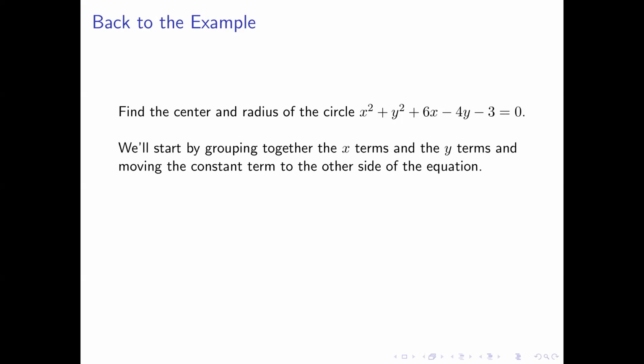So when the equation is currently written, we have minus 3 at the end of the left side. I'm going to add 3 to both sides of the equation. So when we do all that grouping and manipulating of the equation, we get this: x squared plus 6x plus y squared minus 4y equals 3.